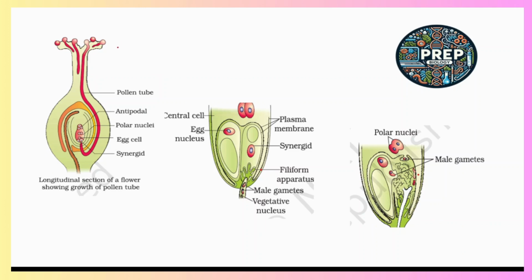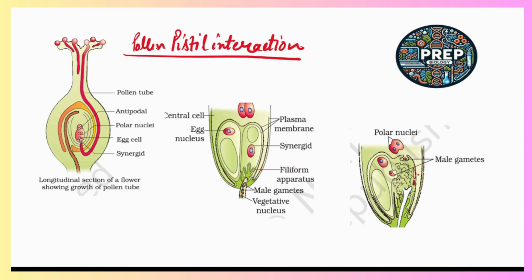In the previous lecture we discussed the pollen pistil interaction, how pollen is deposited on the surface of the stigma and how the interaction between the pollen and the pistil occurs. We discussed these three diagrams in the previous lecture.